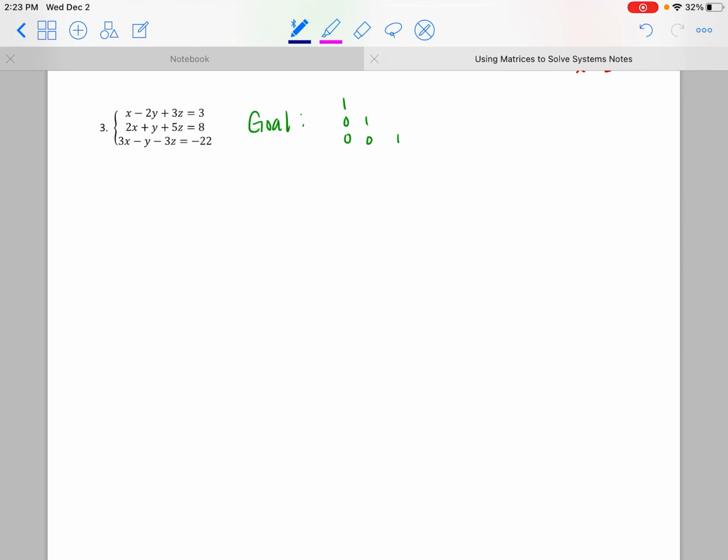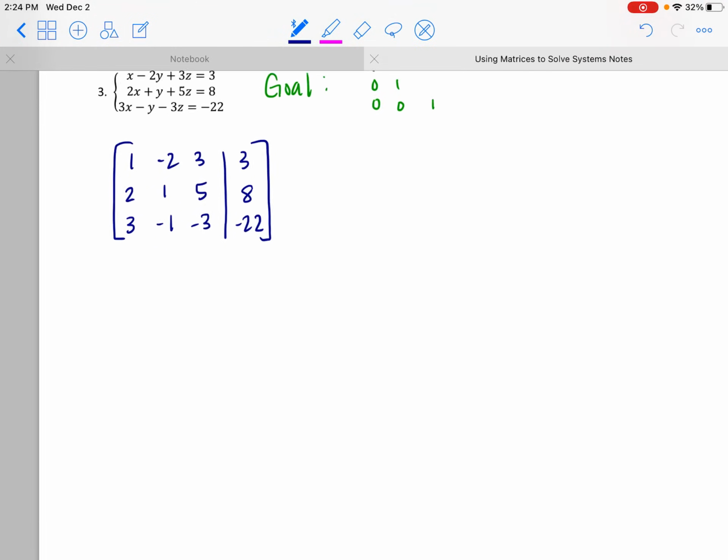So in augmented form, I already start with the 1, which is perfect. So 1, -2, 3, and 3, and then 2, 1, 5, and 8, and then 3, -1, -3, and -22. Sometimes just getting it written correctly is half the battle. So there it is. I already got the 1.